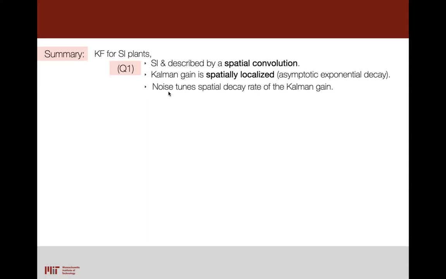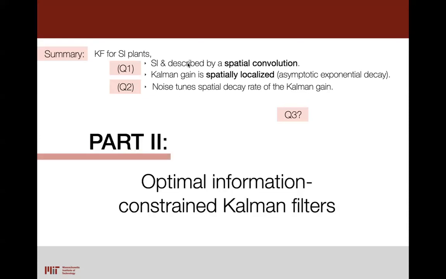As a byproduct, we also show that noise is tuning the spatial decay rate of this Kalman gain, which means that effectively noise is telling me from how far away I need to get measurements in order to do filtering. Now the question that is left to show something about is the third question: how can I use these insights about the locality of the centralized architecture in order to define Kalman filters that are information constrained, or where I impose certain locality requirements in space.